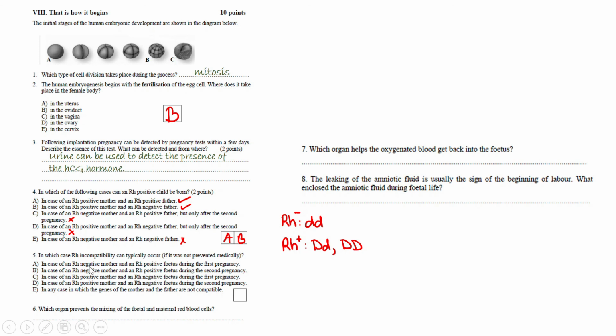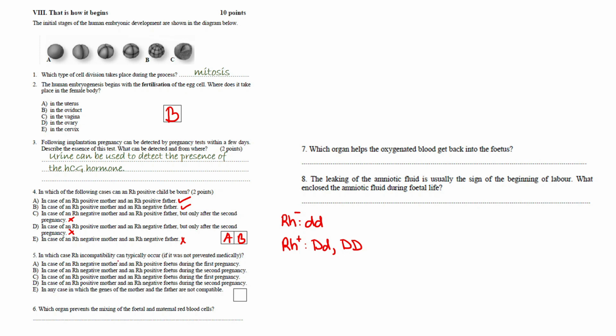In which case, Rh incompatibility can typically occur. Okay, so Rh incompatibility is a condition when the mom is Rh negative, but the baby is Rh positive, and typically it is not a problem in case of the first pregnancy, but during labor, the baby's blood can get mixed with the mom's blood, and the female's body can consider the baby's blood as a foreign substance, and therefore antibodies can be produced against the Rh positive blood. And this can be problematic for the second baby, okay? So in case of the second pregnancy. So that's what we need to answer in here somehow.